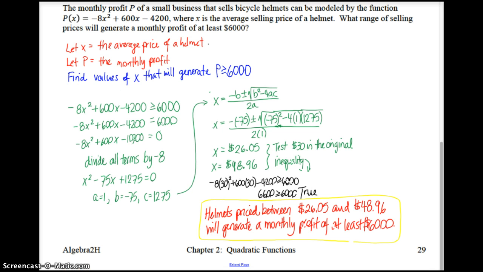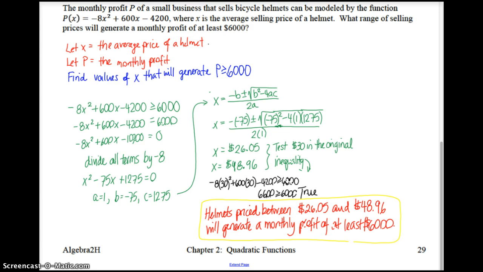Okay, so we ended up with two different values, $26.05 and $48.96, as a result of using the quadratic formula. So we know we can test a value on the outside of the region between 26.05 and 48.96. So basically we have three different regions once again on our number line. And the values on the left, we could test 20, we could test 50. What I chose to do is test 30, which is between the two. And we plug that into our original inequality that we started with. I ended up with a statement that's true. 6,600 is greater than or equal to 6,000.